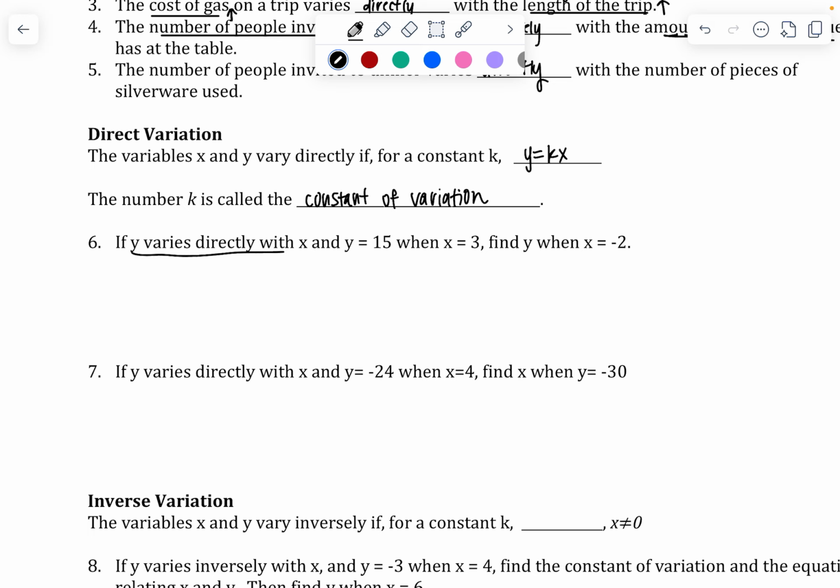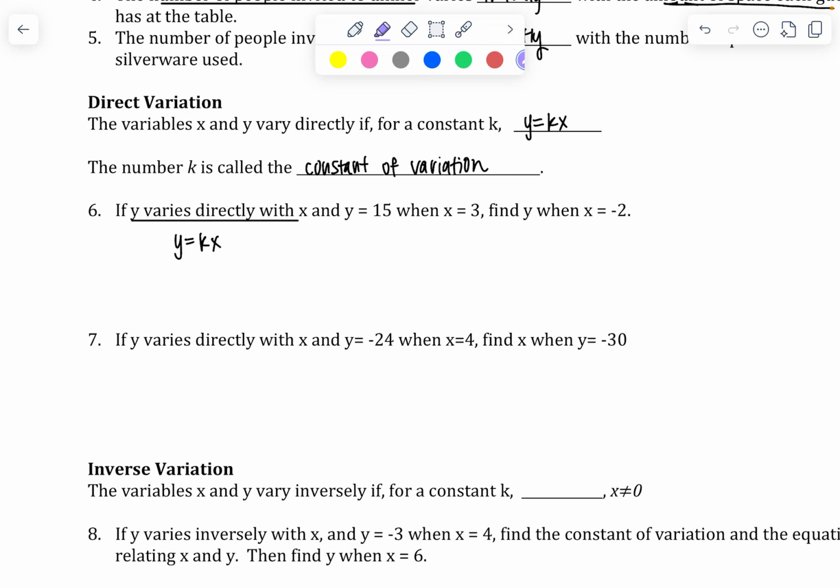So here it says y varies directly with x. So automatically you can write y equals kx. And y is 15 when x is 3. So we can plug those in for x and y, and that will help us find our k value. So y is 15 when x is 3. We can divide both sides by 3, and we get k equals 5. And so now we can write the equation y equals 5x because we know what k is now.